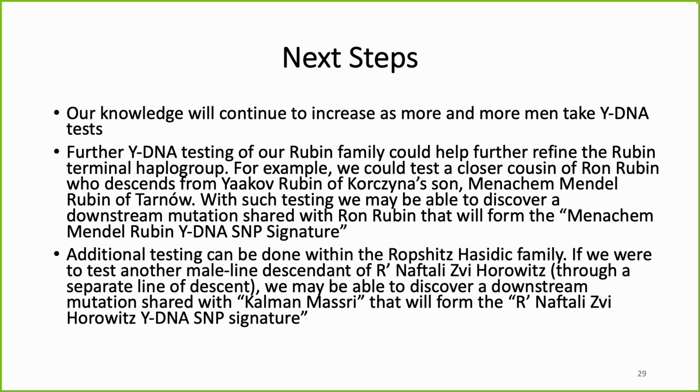Maybe we can find another Rubin family member, and there are those that exist around the world today who could take a test, and maybe we could find the creation of another mutation. The reason why I say that is Ron Rubin has 4 private mutations. So, in his line, there are 4 new mutations that arose from the birth of Yaakov Rubin up until his birth in the mid 20th century.